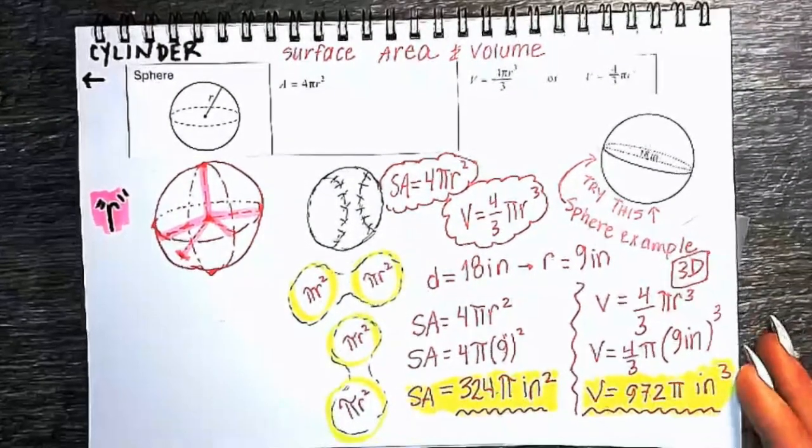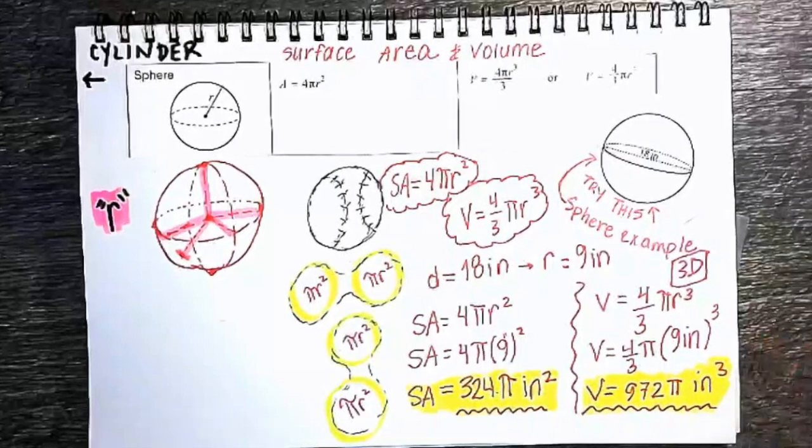Obviously, it's not perfect because Earth is pretty lumpy. And that's all for spheres for right now.